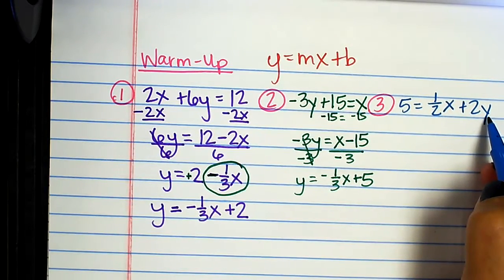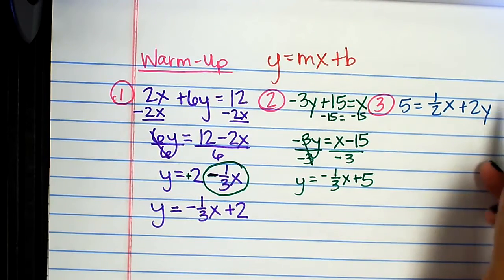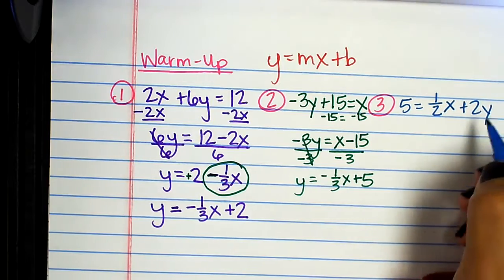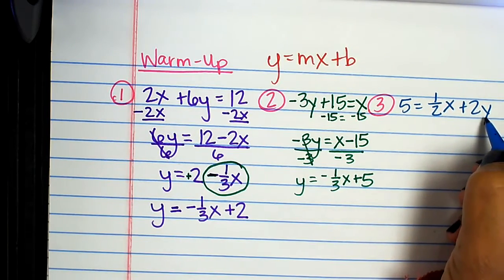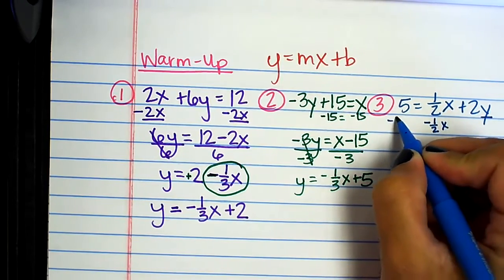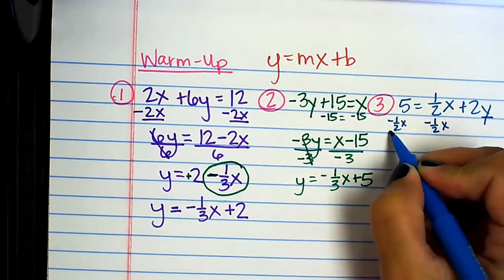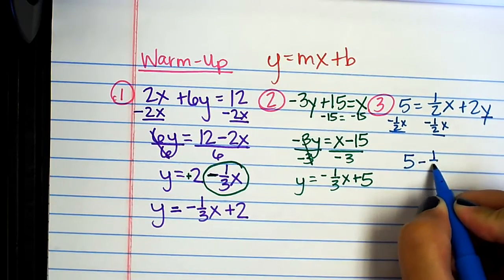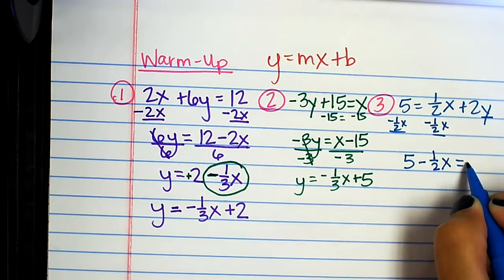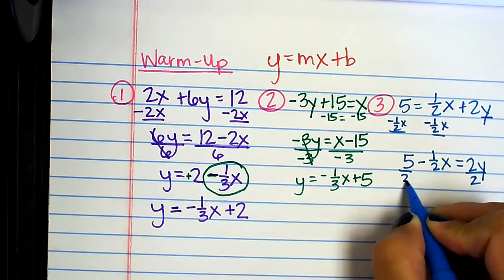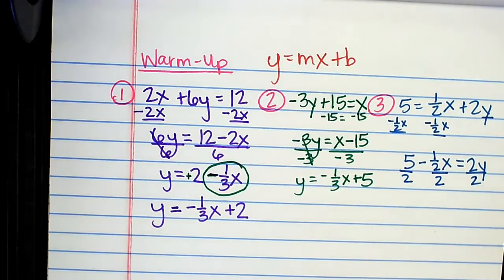Finally, we're going to try to get y by itself on this one. Remember, it's okay if y is on the right side of the equal sign. We can solve it this way, and then at the end, we can move y to the left if we want it in that format. So I'm going to just isolate y, get y by itself. I'm going to start by subtracting 1/2 x from both sides of the equal sign. I get 5 minus 1/2 x equals 2y. I'm going to divide both sides by 2.